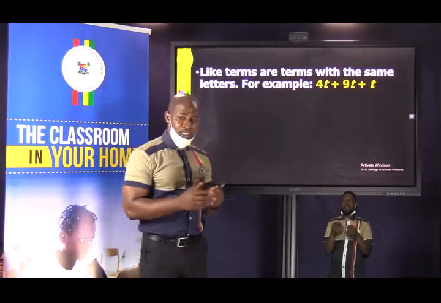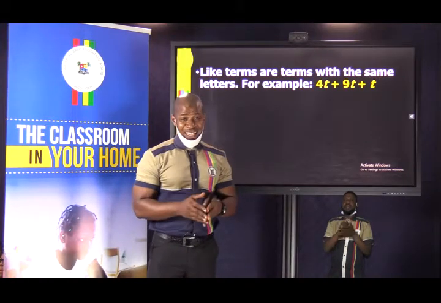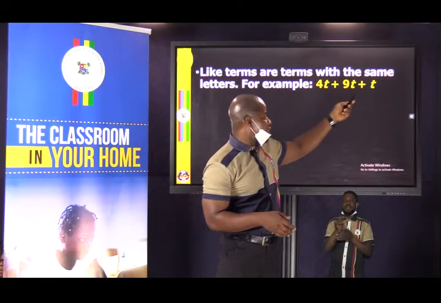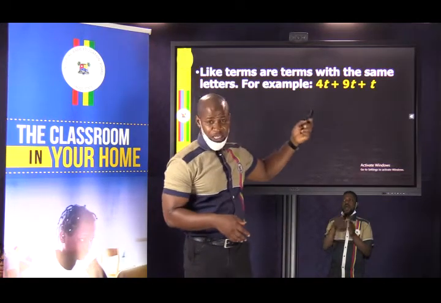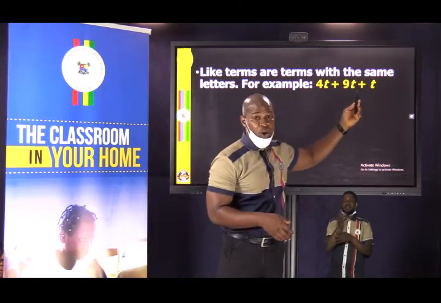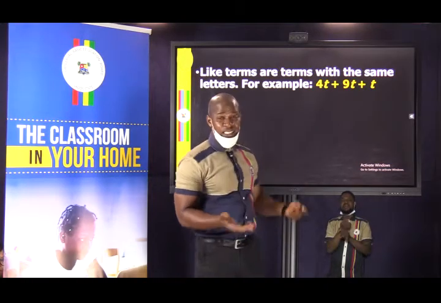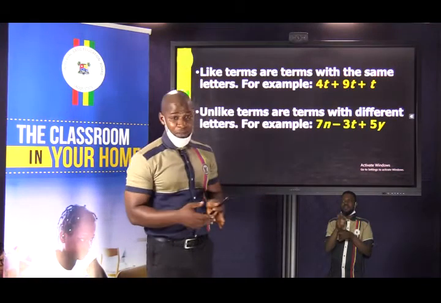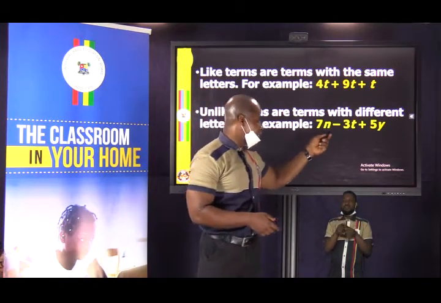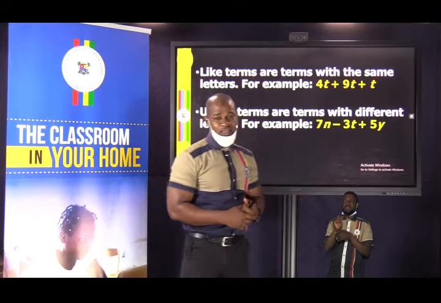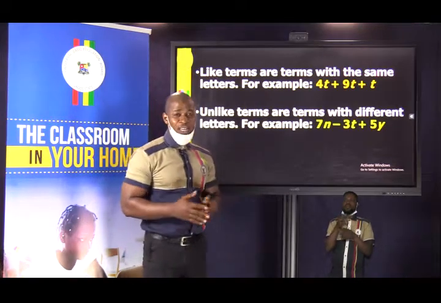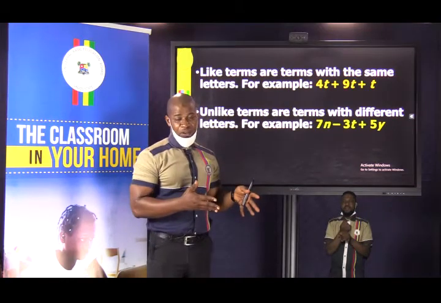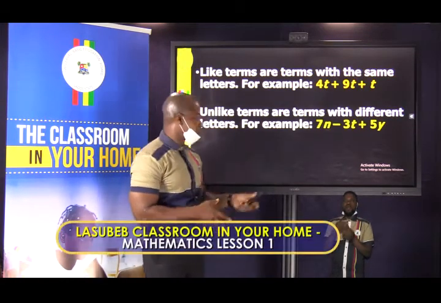Now, like terms are terms that have the same letters. For instance, 40, 90, and t, they all have t. So these are what we call like terms. They have the same letters. Unlike terms do not have the same letters attached. This one has n, this one has t, this one has y. And so they are unlike terms. They don't have the same variable or letter attached to them.